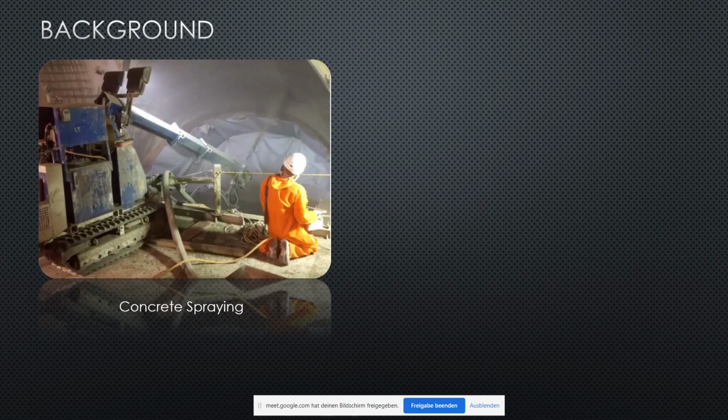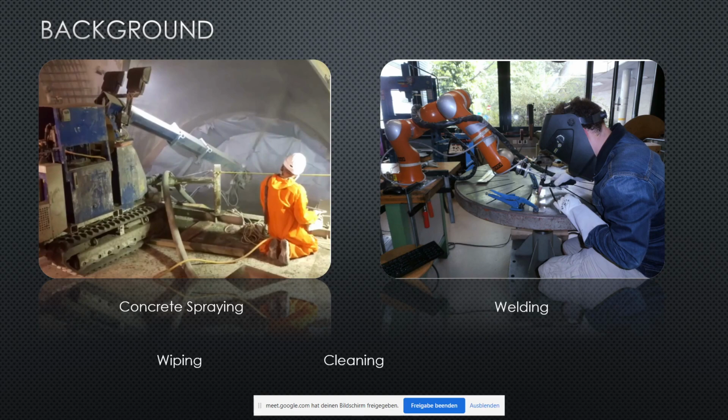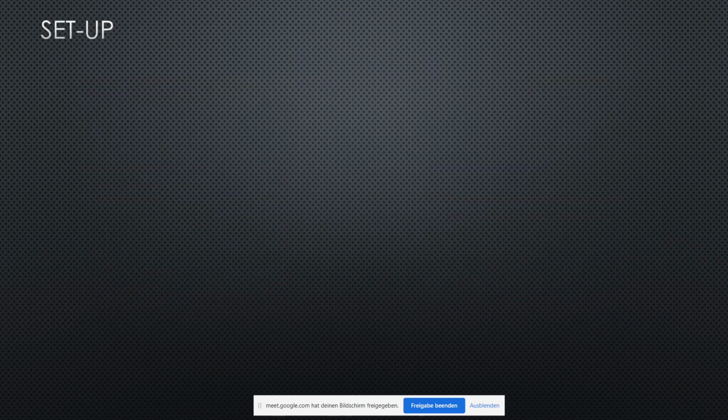All too often in industrial tasks such as concrete spraying, welding, wiping, cleaning, and polishing, the operator needs to follow a particular set of motion patterns, also called skills. And the operator generally does it by means of teleoperating or controlling the robot using teleoperation.